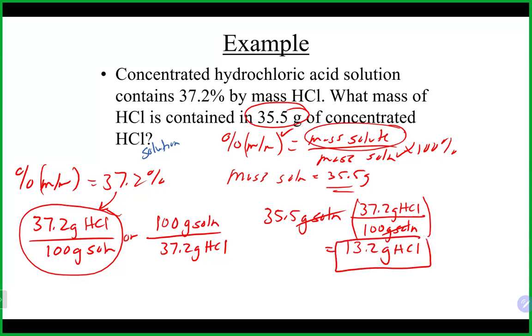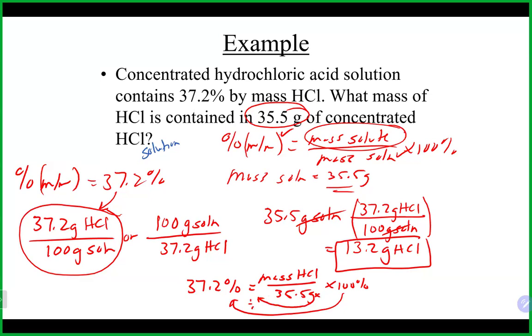Now, if you did want to plug it into the formula, you would essentially be doing the same math. This would be 37.2% equals our mass of HCl divided by 35.5 grams times 100%. You would divide the 100 and multiply the 35.5, which is essentially the same math as you did up there, and you will have obviously the same answer in this case.